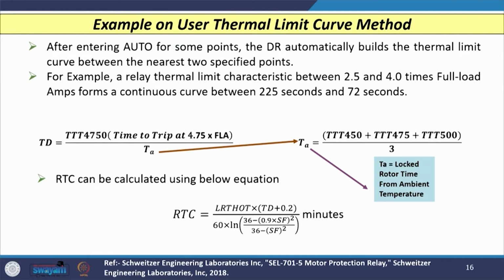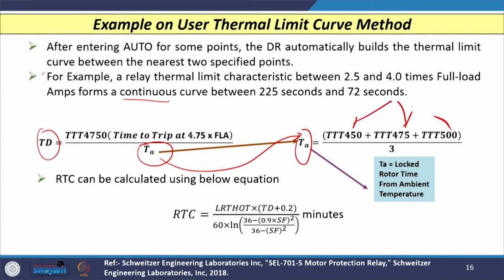nearest points. For example, if a relay thermal limit characteristic is between 2.5 to 4 times the full load amps from continuous curve, between 225 seconds and 72 seconds, then the value of TD can be calculated using time to trip at 475 FLA divided by TA, and TA can be calculated using this equation, where you are just calculating the value of TA by averaging the time to trip at 3 different values of FLA.